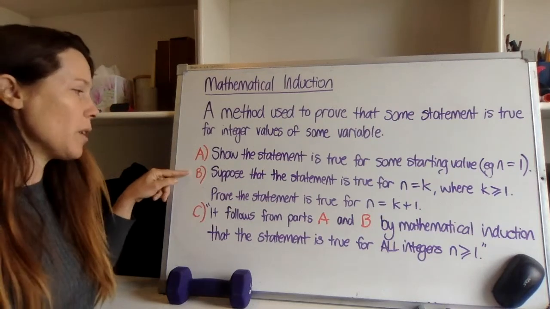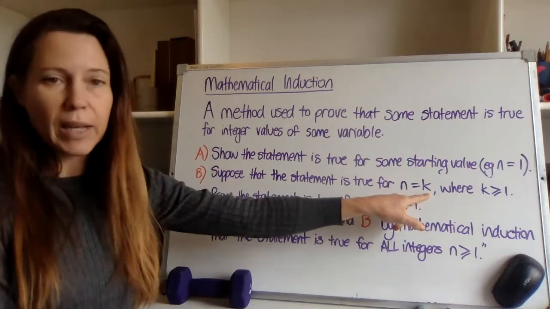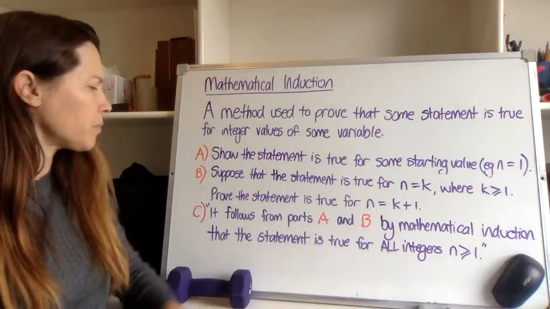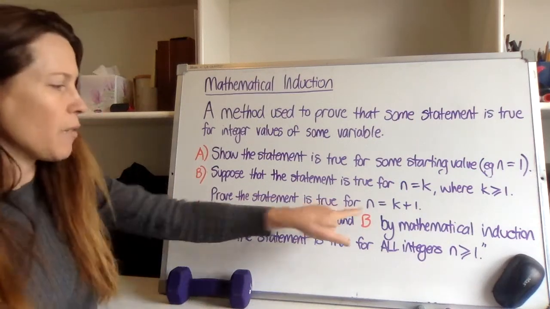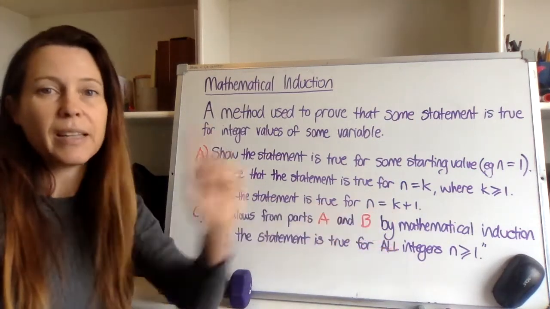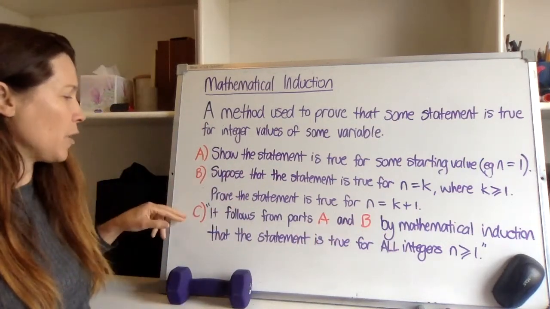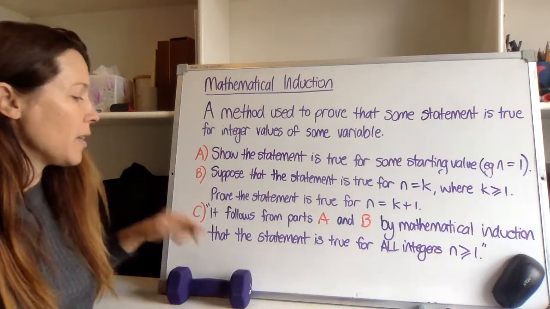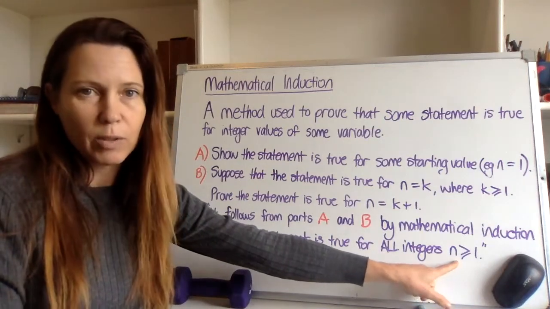Then we say, all right, let's suppose that it would be true when n equals k, where k is some integer that is greater than or equal to 1. And we then prove that the statement is going to be true if n is just a little bit bigger, k plus 1. Then we finish off by saying, it follows from parts A and B by mathematical induction that the statement is true for all integers greater than or equal to 1.